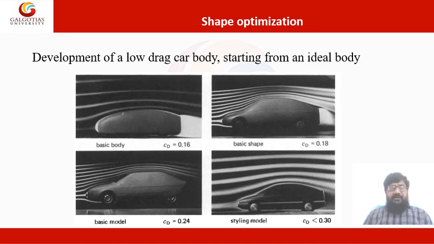Another development of low drag car body was started by starting with an ideal aerodynamic shape and then making slight changes in that ideal aerodynamic body.